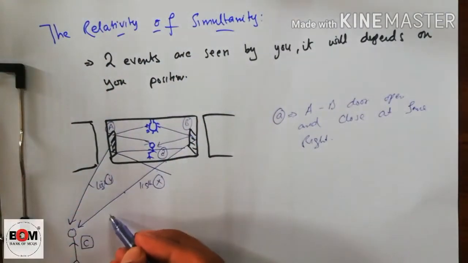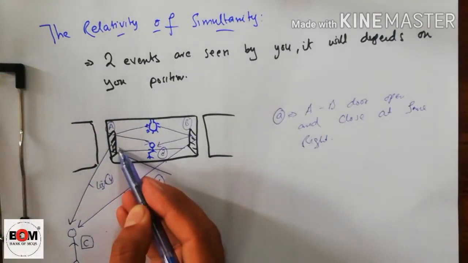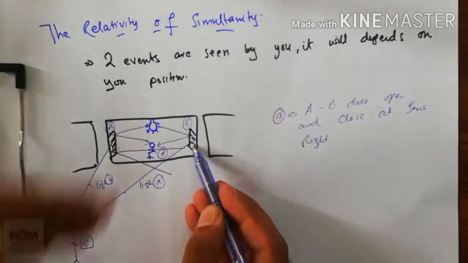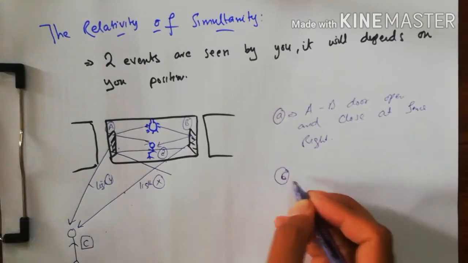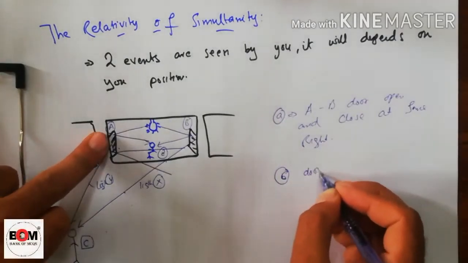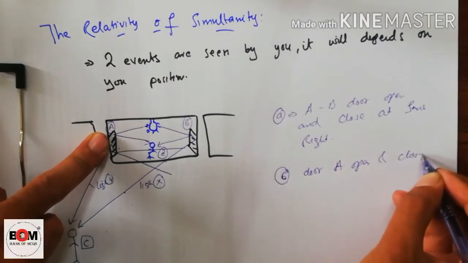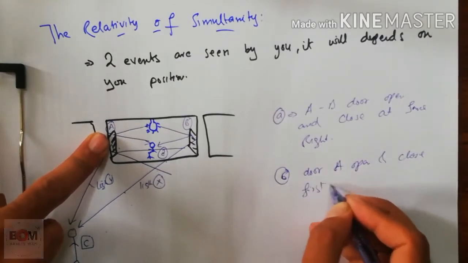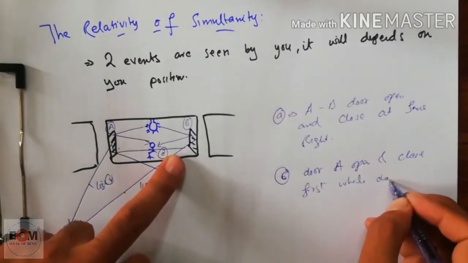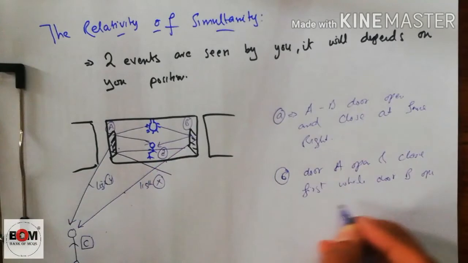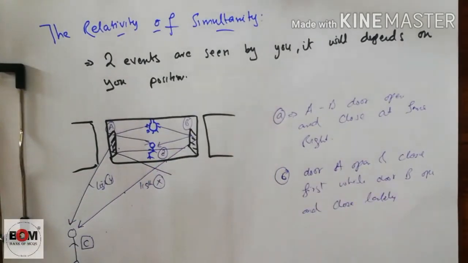As it will take more time to reach your eye, you will say that door A closes directly while B closes lately. Body C will say that door A opens and closes first, while door B opens and closes later, and you are also right.